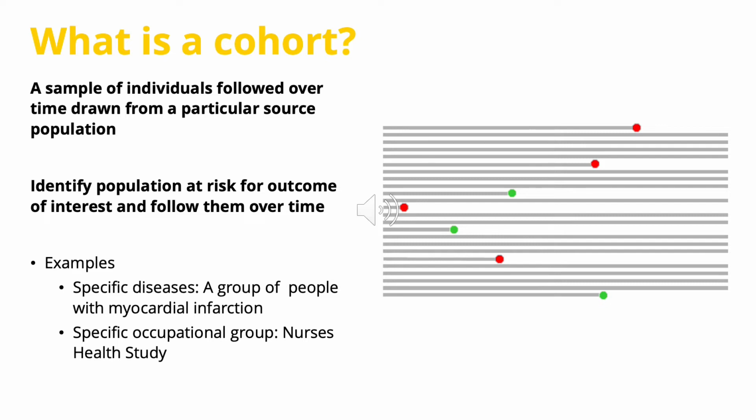So for example, a particular source population can be based on a disease. So you might want to follow a group of people with myocardial infarction over time. So here they could develop a myocardial infarction, then you want to follow them forward in time to see what happens to them. Another example of a source population is based on a particular occupational group. For example, the Nurses' Health Study, where they followed a group of nurses for a long period of time. So you start off in the cohort because you're a nurse, and then you're followed forward in time to see what happens to you, or if you experience a particular outcome of interest.